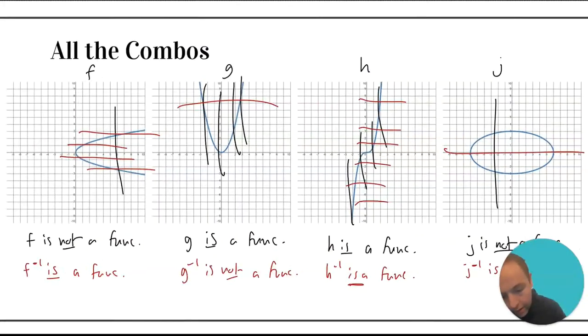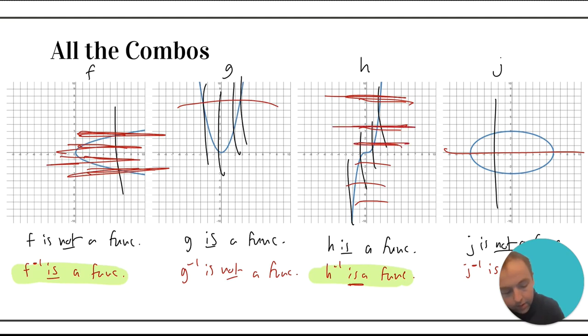So the only ways where you got the inverse to be a function was in these two cases, and that was when, in all reality, the horizontal line test was passed, right? Because if the horizontal line test gets passed in a function, then when you find the inverse's vertical line test will get passed, and then it will be a function. Okay.